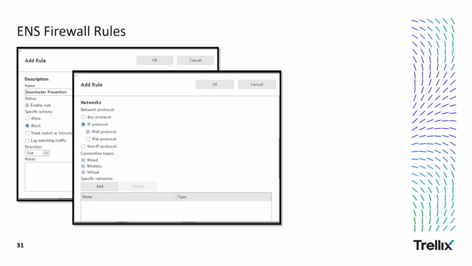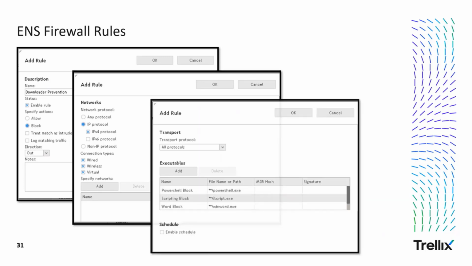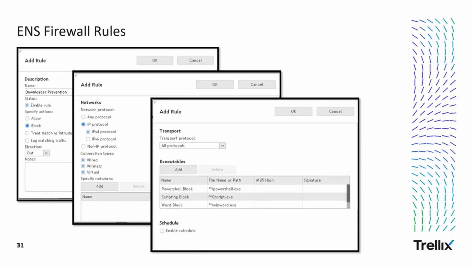On the networks, I just kept this default. So basically IP protocol, IPv4 protocol, as well as connection types, wired, wireless, and virtual. And then last but not least, we're going to go ahead and add our executables. So in this case, we did transport protocol, all protocols. The executables are PowerShell block, which is PowerShell.exe, scripting block, which is script.exe, WinWord, WinWord.exe, and then below that, you can't see that XL has also been added, but you cannot see it without scrolling down. You can see the scroll bar over the end.